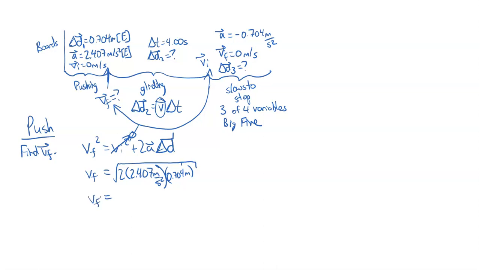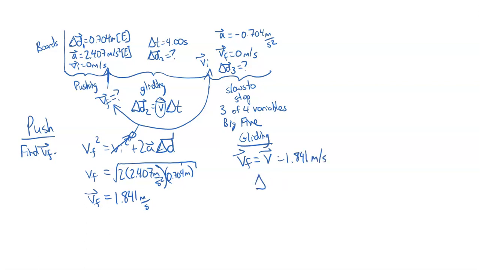And so v final, we can add a vector to this because we know it's going to be in the positive direction, ends up being 1.841 meters per second east. So we move from the pushing to the gliding. And in terms of the gliding, we know what's going to happen here. We know that that final velocity that we found there is the velocity that's constant. It's not changing. There's no acceleration. And that's going to be 1.841 meters per second.